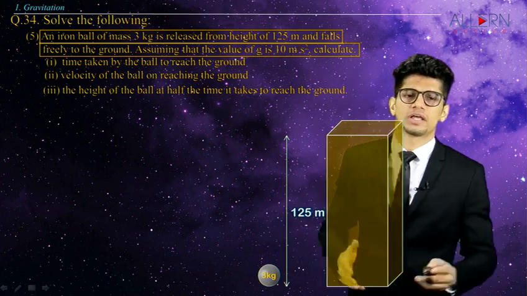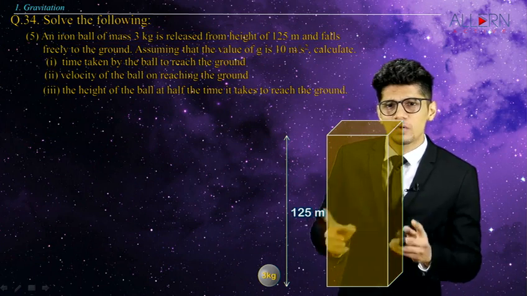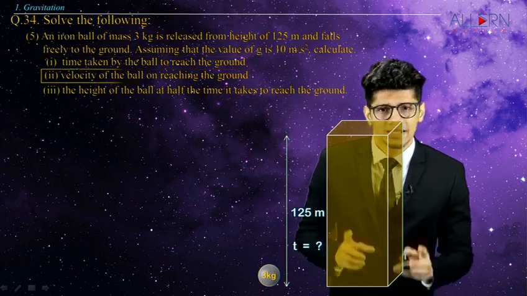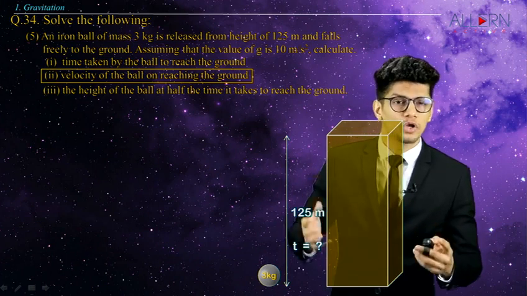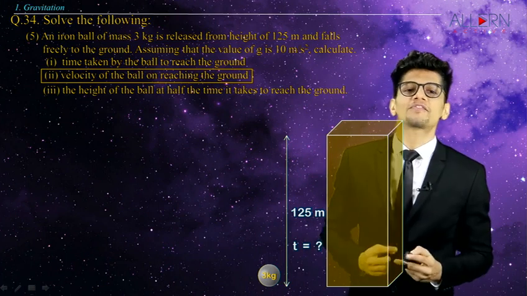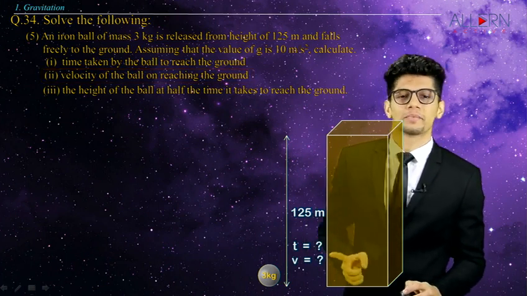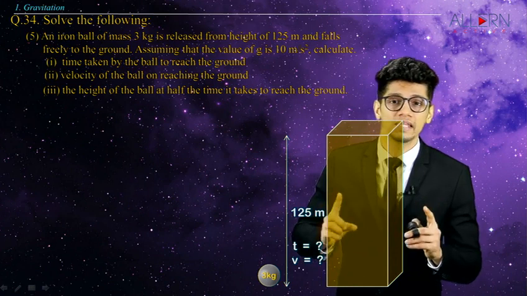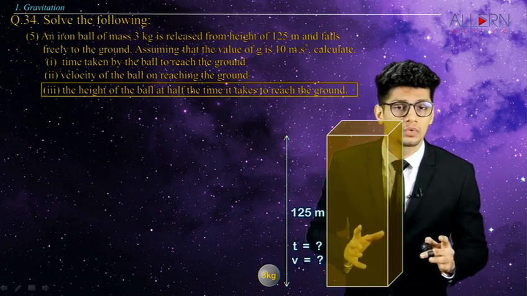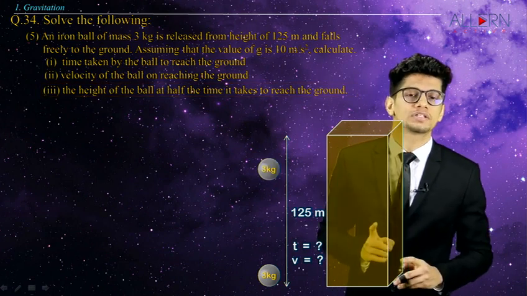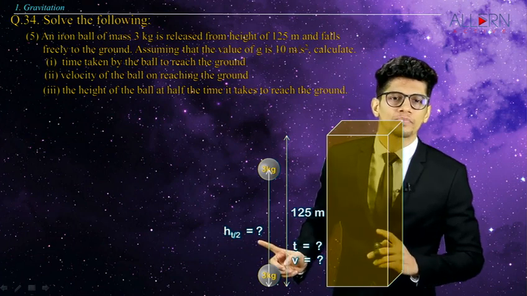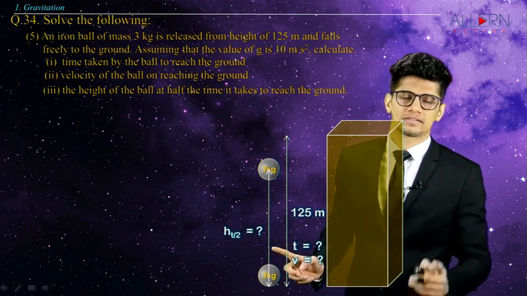Let's see what the question asks. First of all, it says find out the time taken by the ball to reach the ground, that is denoted by small t. Then it says find the velocity of the ball on reaching the ground. Now since the initial velocity is 0, the thing that we have to find is the final velocity denoted by small v. And finally, the height of the ball at half the time it takes to reach the ground, so we'll write it as h at t by 2. Let's see what it exactly means.